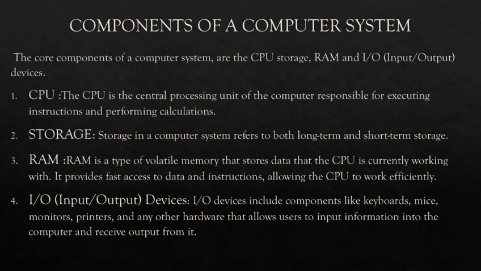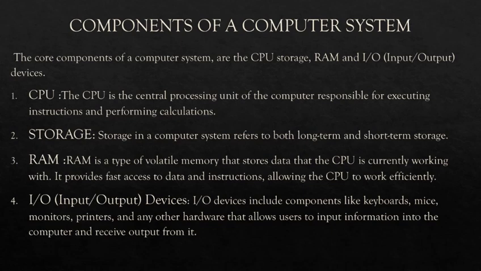And the fourth main component is I/O devices, nothing but input-output devices. Input devices like keyboard and mouse allow users to input information into the computer, and output devices like monitor and printer. From these output devices, we receive the output. These components work together to form the foundation of a computer system, with the CPU as the processing unit, storage for data retention, RAM for temporary storage, and I/O devices for interaction with the user and the external world.